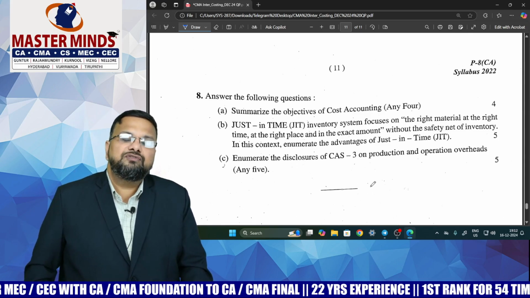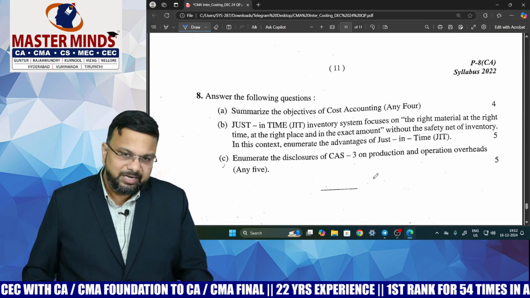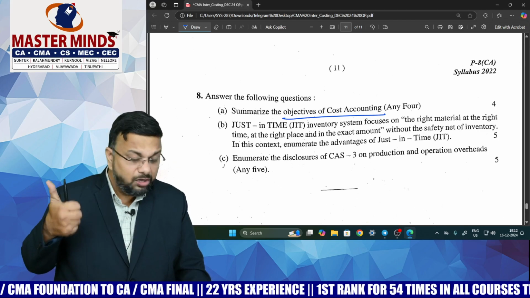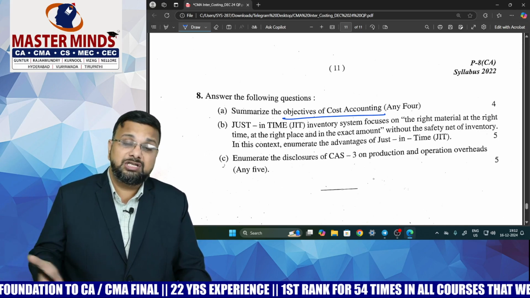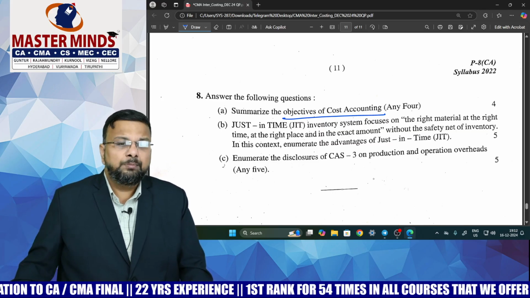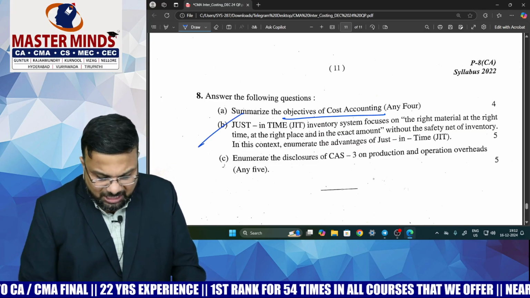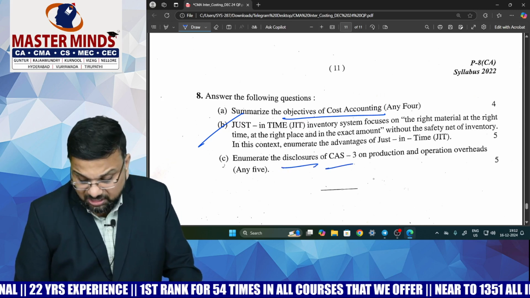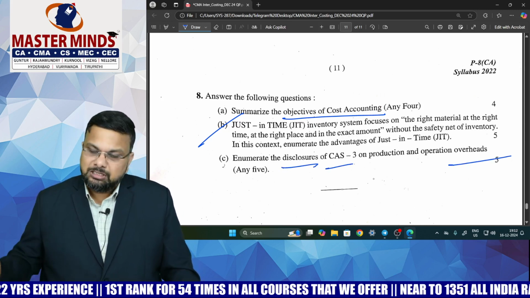Next, the last question is from section A, that is material, labor, overheads, introduction. Okay. So objectives of cost accounting system: fixing selling price, so determination of cost, cost control, cost reduction, fixing selling price, profit, all those things. Okay. Providing information to the management. Just in time is given, and they're asking us to enumerate or mention the disclosures related to CAS 3, that is nothing but overheads. The paper is quite easy.